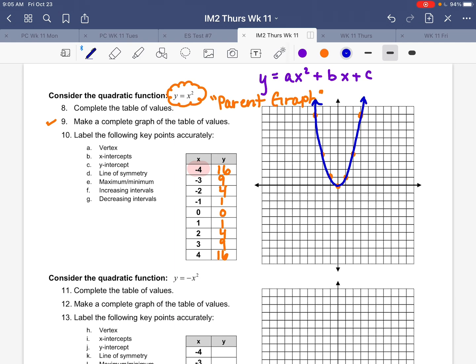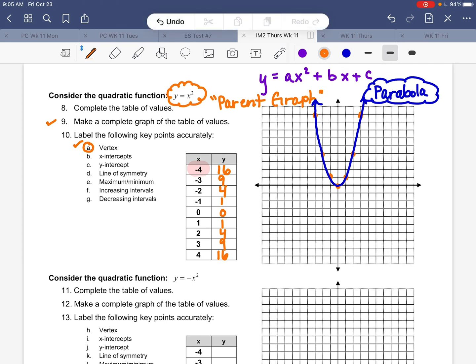Now this shape, the graph of a quadratic function, is called a parabola. Some of you may have already known that. Where we're headed, like I said, in the next few weeks is looking in depth at graphs of parabolas and some key points and attributes of them. So first thing we need to know is a vertex. The vertex is the lowest or highest point. So we're going to label that on our graph.